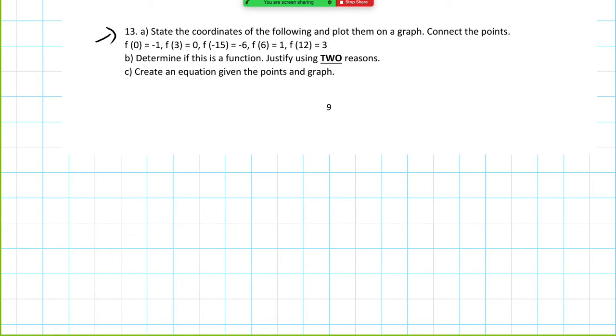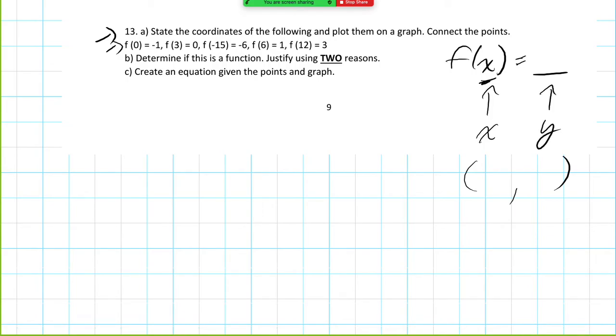We're looking at function notation. It wants us to state a set of coordinates, and they've given it to us in function notation. The idea of f at x is equal to some value. Whatever value is plugged into these brackets, that's going to be the x value in our set of coordinates. And whatever f at x is equal to will be the y value of our coordinate.